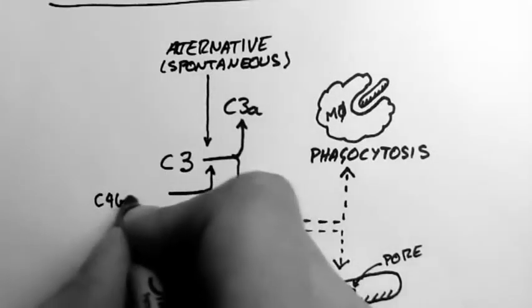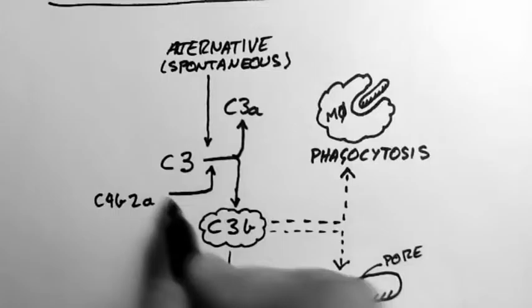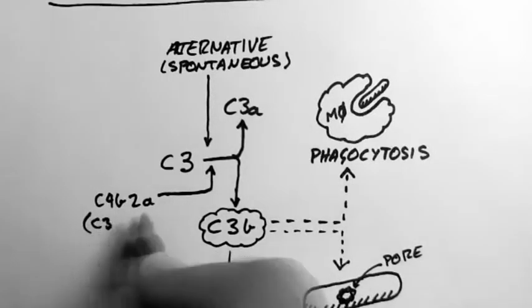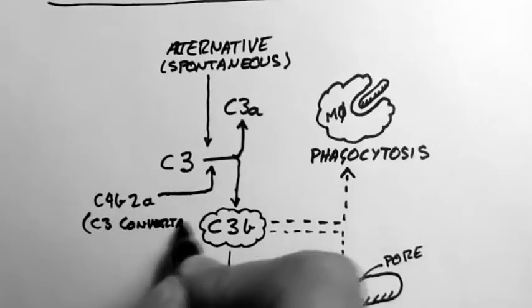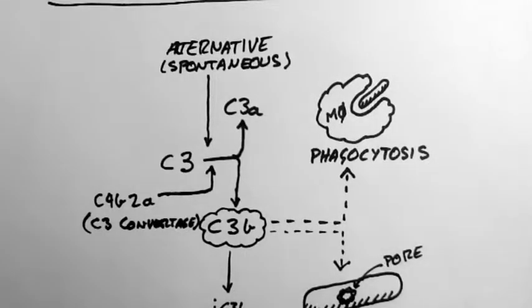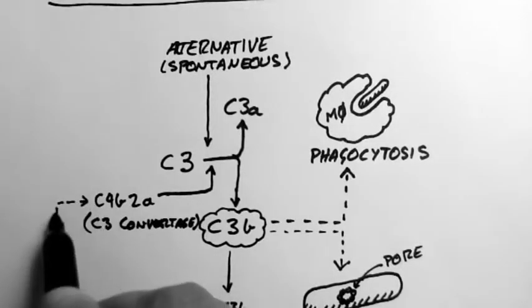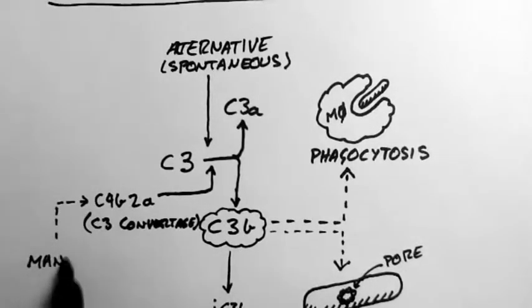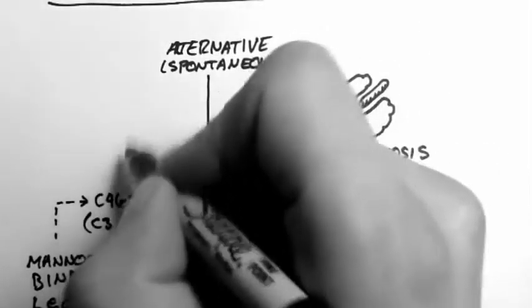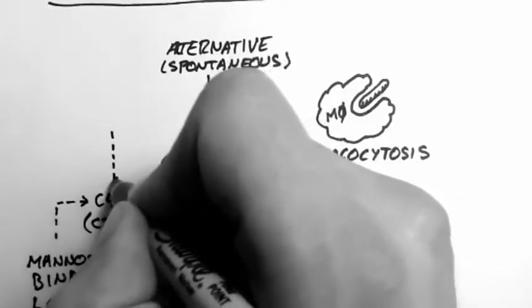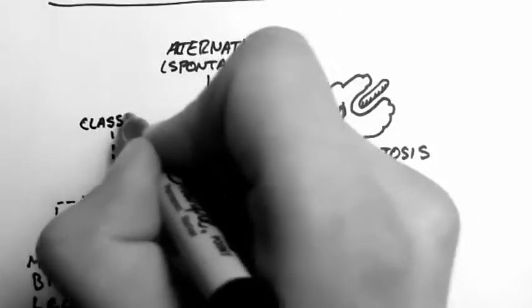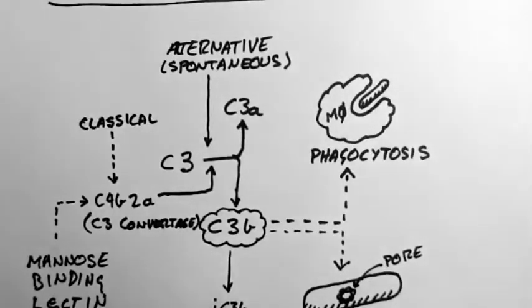The other two pathways form this molecule here, C4b2a, and it's a C3 convertase, meaning it catalyzes that reaction. Now there are two ways to create this. One is a series of steps called the mannose binding lectin pathway, also known as the MBL pathway. And the other is the classical pathway. It's called the classical because it was the first discovered.